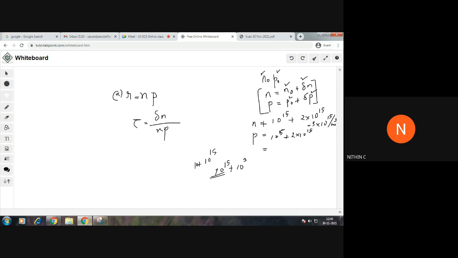Here, 10 raised to 15 and 10 raised to 15 are comparable values, so you need to sum them, and you get 3 into 10 raised to 15. But here it is 2 into 10 raised to 15 and 10 raised to 5. 10 raised to 5 is very small when compared to 2 into 10 raised to 15, so you can ignore it and write this as 2 into 10 raised to 15. If you calculate, you will get a similar value. There won't be much difference.